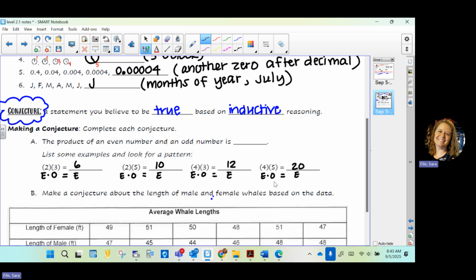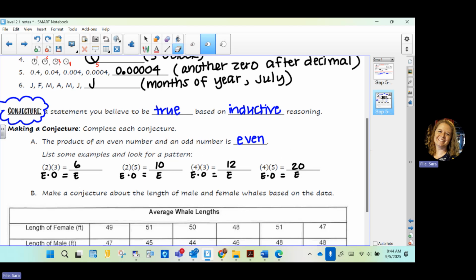Okay, so my conjecture, to complete this conjecture, I would say the product of an even number and an odd number is even. Okay, I used inductive reasoning. I looked at what's true, okay, and I'm assuming what will continue to be true. I'm recognizing a pattern, okay, and making this conjecture. Does that make sense?